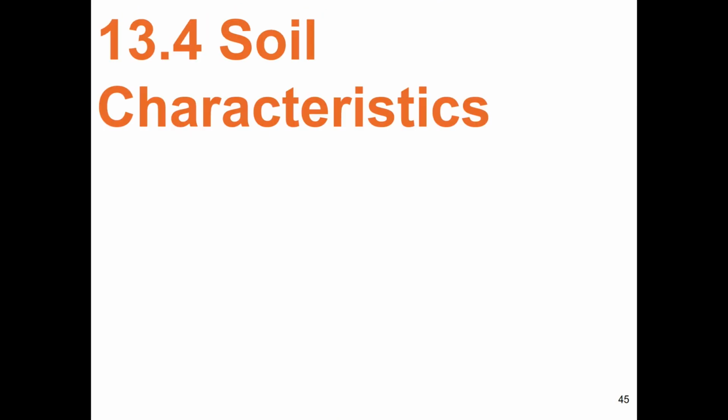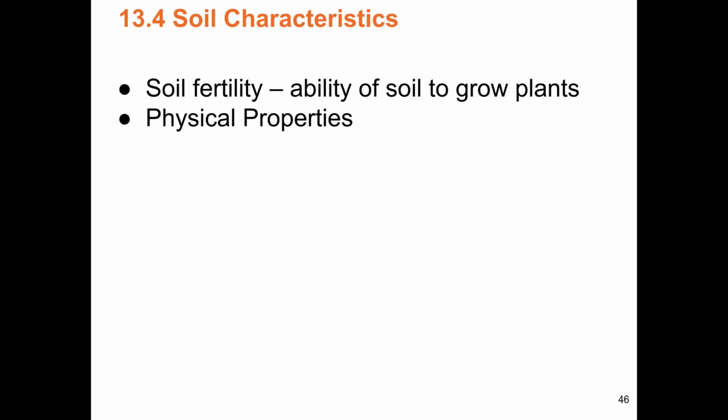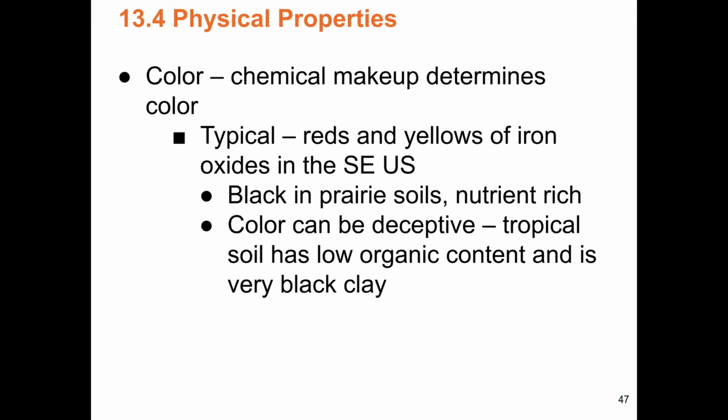Soil characteristics. There's a bunch of soil characteristics. Fertility, very important. The ability of soil to grow plants. That's probably the most important characteristic. And first, let's look at some of the different physical properties of soil. So first off, color. The chemical makeup determines the color. Typically reds and yellows from iron oxides, black in prairie soils. The color can be deceptive though. Some tropical soils are very black, but they also have low organic content. So typically dark soils have a lot of nutrients, very rich soils, good for growing, but tropical soils sometimes can also be dark. So color is important.